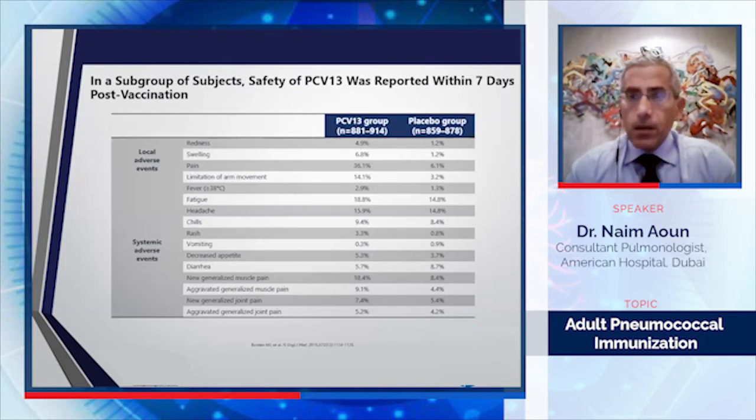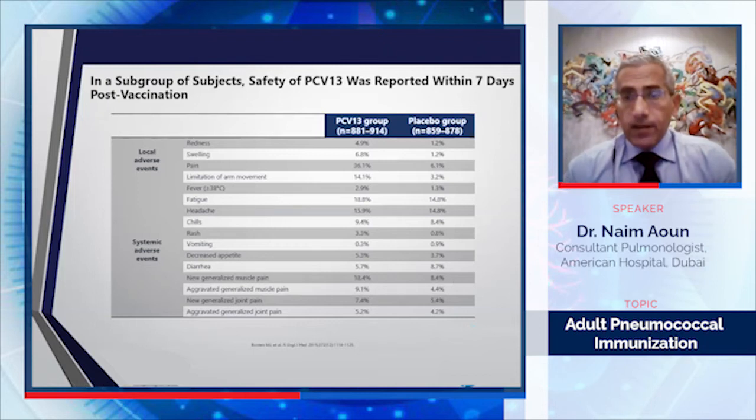Side effects were not really far from the placebo when it comes to the most important ones. However, as we can expect, we had some local side effects like redness and swelling. Those were quite different from the placebo, and also pain at the site of injection and limitation of arm movement. But as we go down the line, we notice that they rematch, except for some new generalized muscle pain, which was a little bit higher in the vaccinated group versus the placebo.